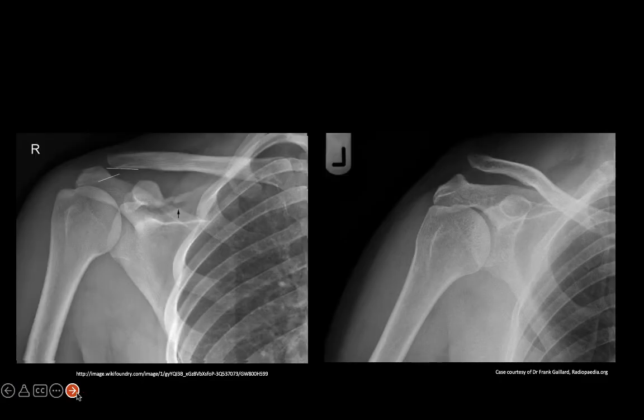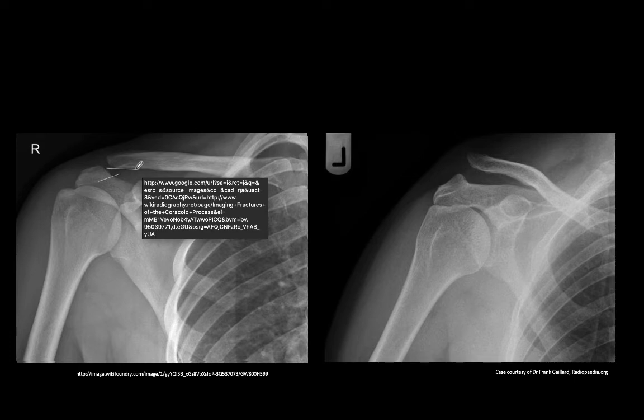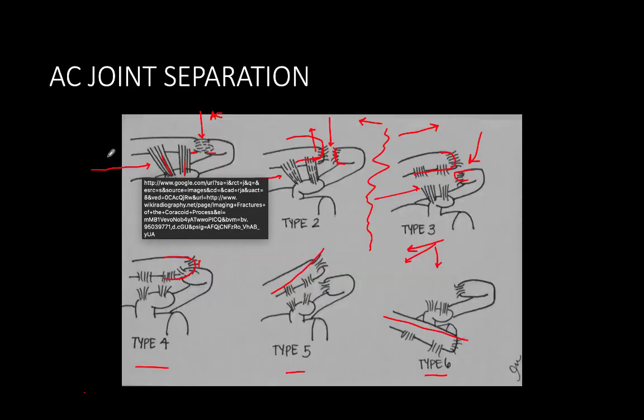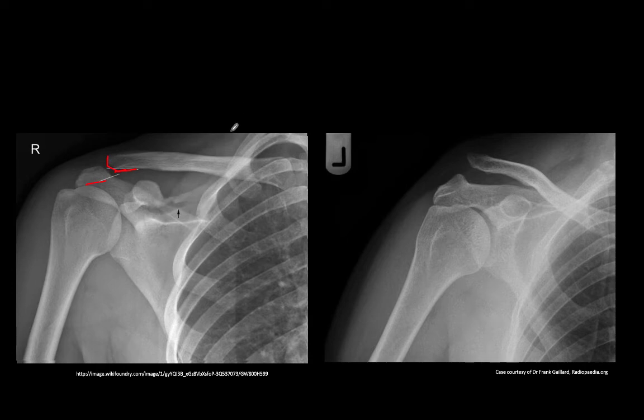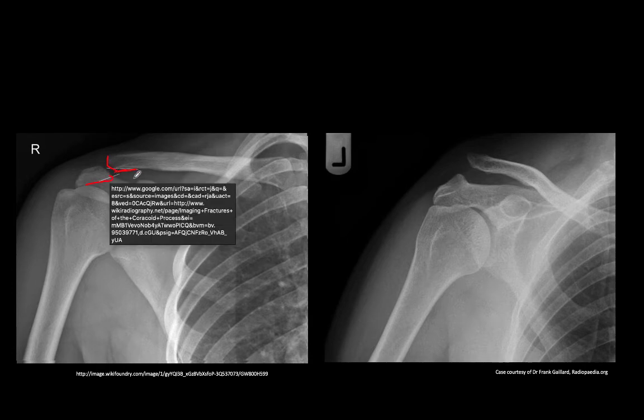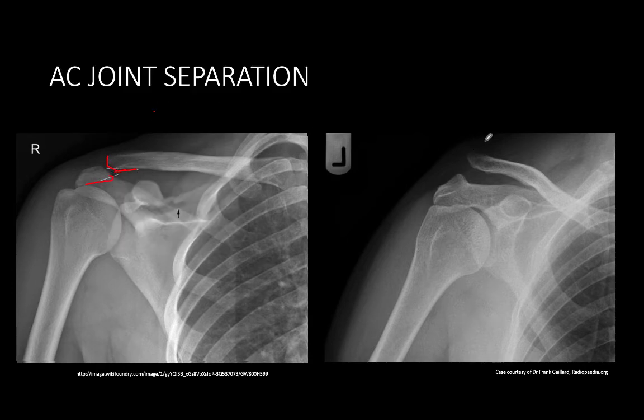So here's an example of an AC joint separation. Let's start with the one off to the left. The best thing we can do for ourselves is assess the undersurface alignment of the acromion and the clavicle. And you'll notice partial elevation of the clavicle relative to the acromion. In the image off to the right, you'll notice complete elevation of the clavicle relative to the acromion.